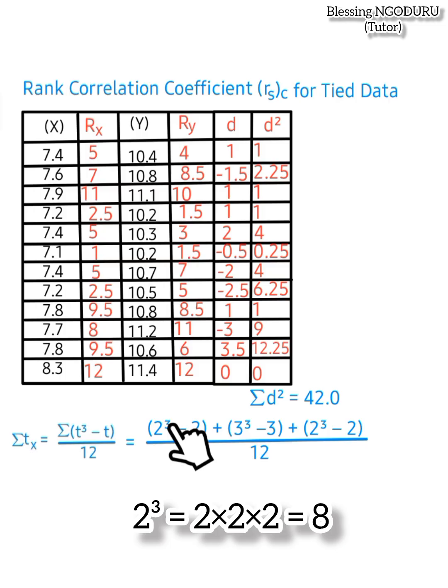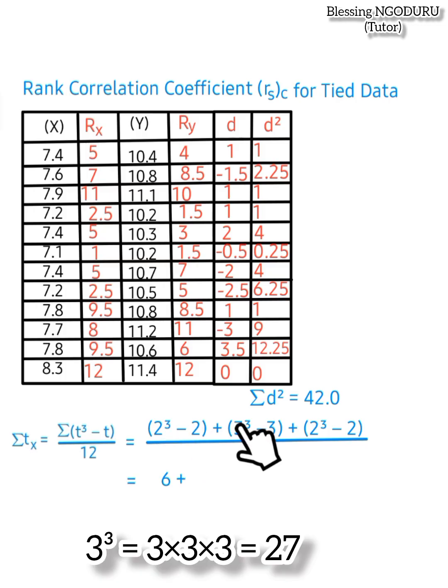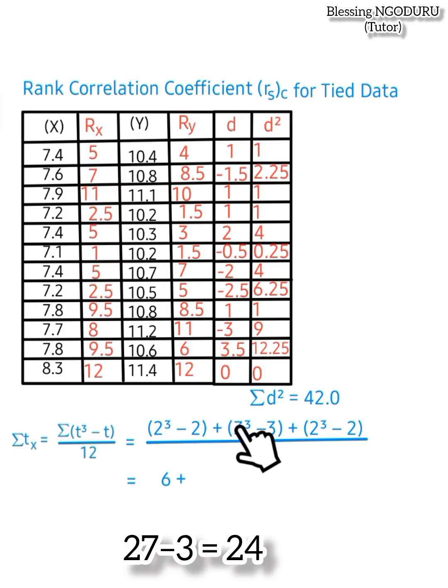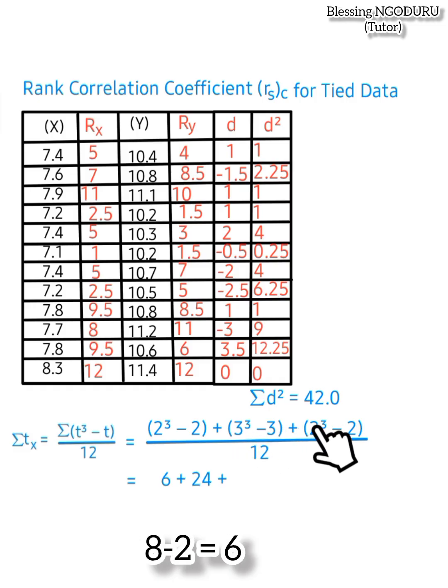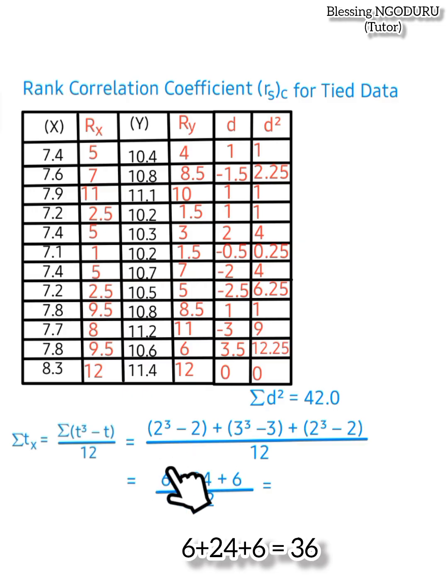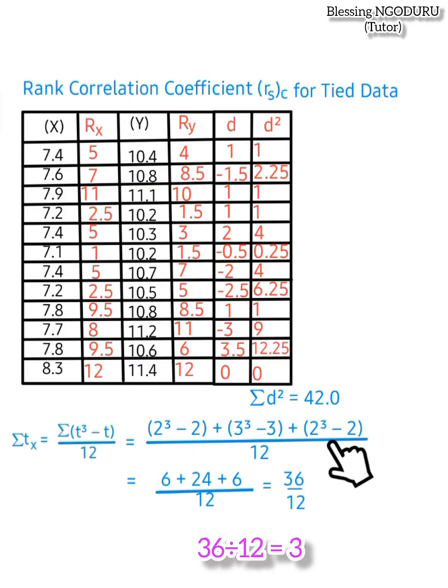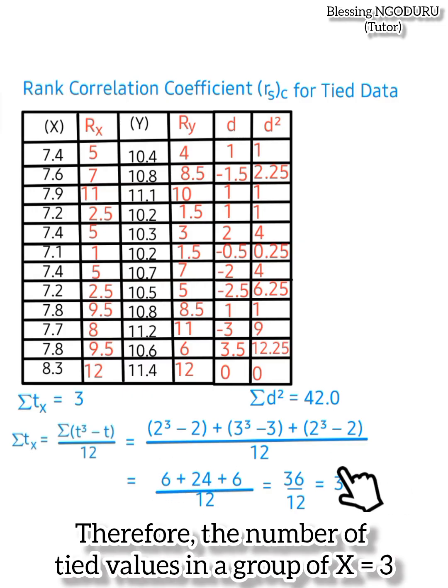2 raised to power 3 is 8, 8 minus 2. 3 raised to power 3 is 27, 27 minus 3, plus 2 raised to power 3, 8 minus 2, divided by 12. 6 plus 24 plus 6, 36 divided by 12 gives 3. Therefore, the number of tied values in a group of X is equal to 3.